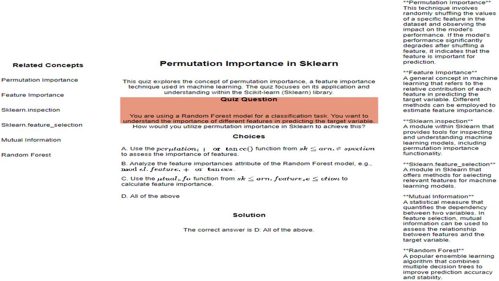It is highly effective for various tasks like classification and regression. Random forest models inherently provide feature importance estimates based on the Gini impurity reduction achieved by splitting on those features in the individual decision trees.